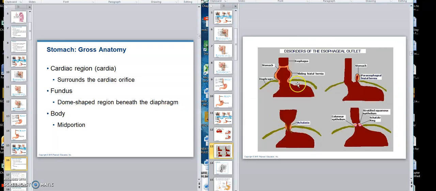If for some reason the esophagus breaks free of this area and slides up and down, then that's what's called a sliding hiatal hernia. And that can cause GERD, gastrointestinal reflux. You can also have this paraesophageal hernia where a hump of the stomach gets in there. Just showing you some stuff.